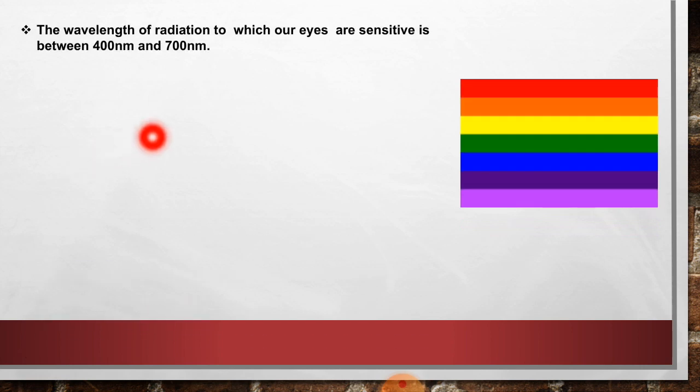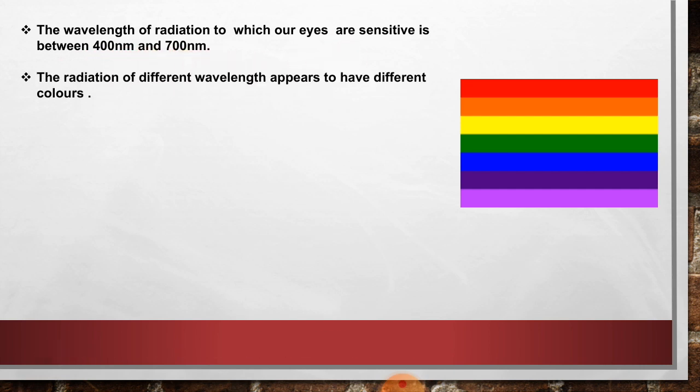You know this. Then here, the wavelength of radiation to which our eyes are sensitive is between 400 nanometer and 700 nanometer. So between 400 nanometer and 700 nanometer, our eyes are very sensitive. The radiation of different wavelengths appears to have different colors. You can see over here, these are the different colors, and they have different wavelengths.